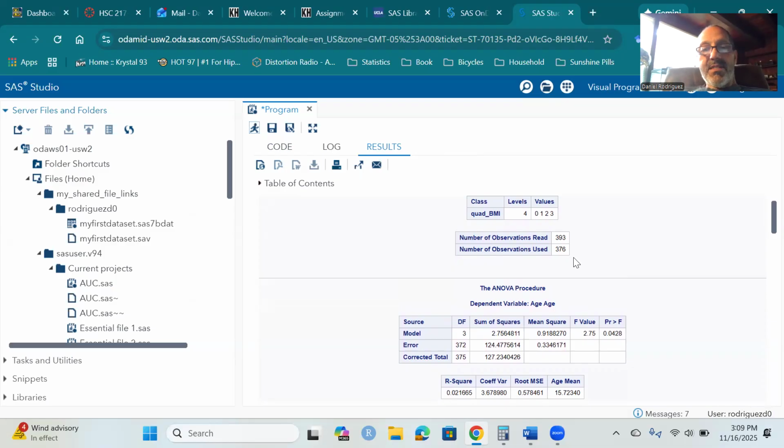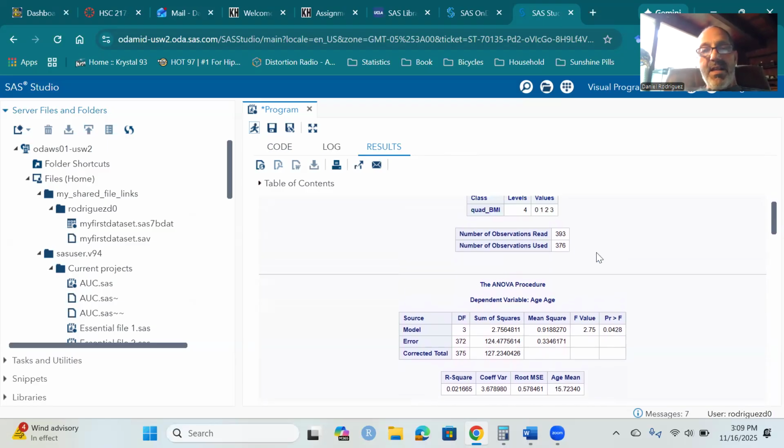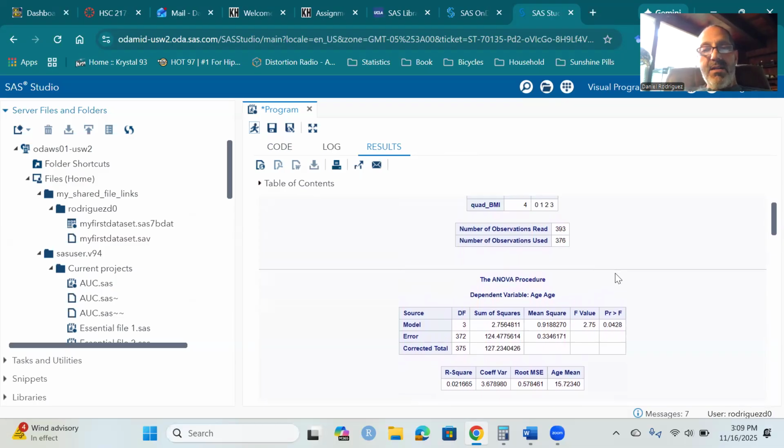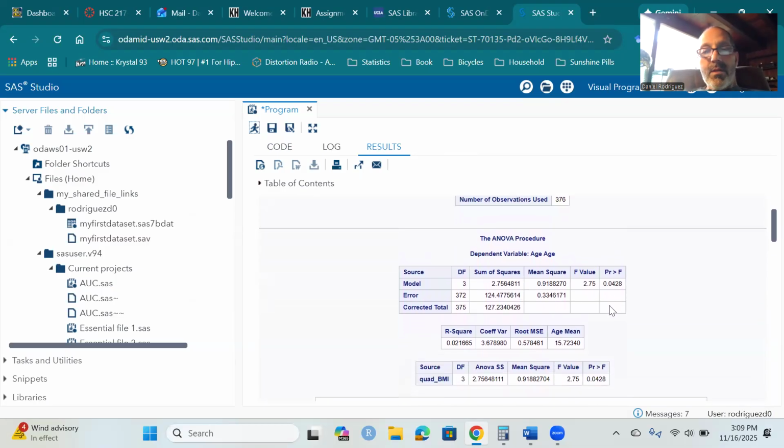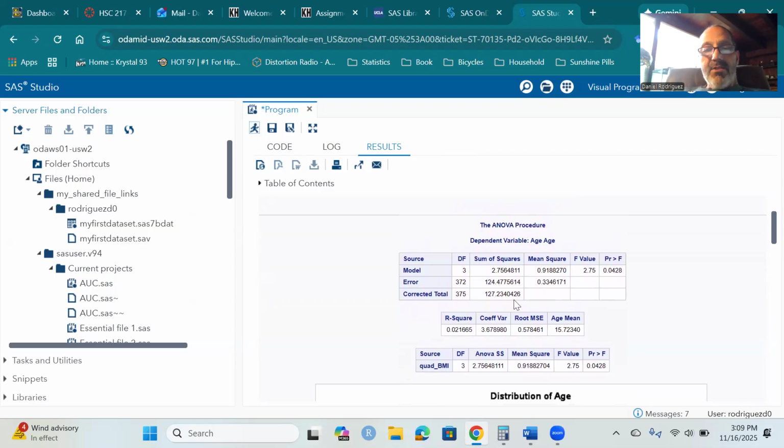Sometimes we have missing data for various reasons. It could be that we didn't have BMI on everybody or age, and we probably had age in everybody, but we may not have had BMI on everybody. So this is the table that you're replicating in your results.